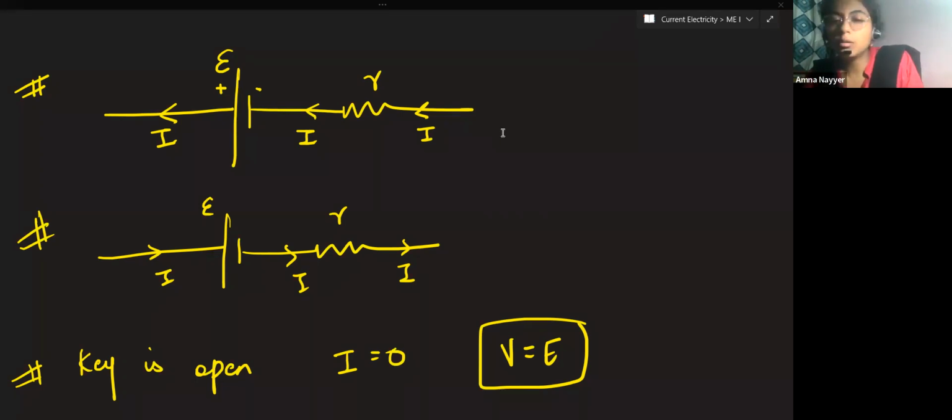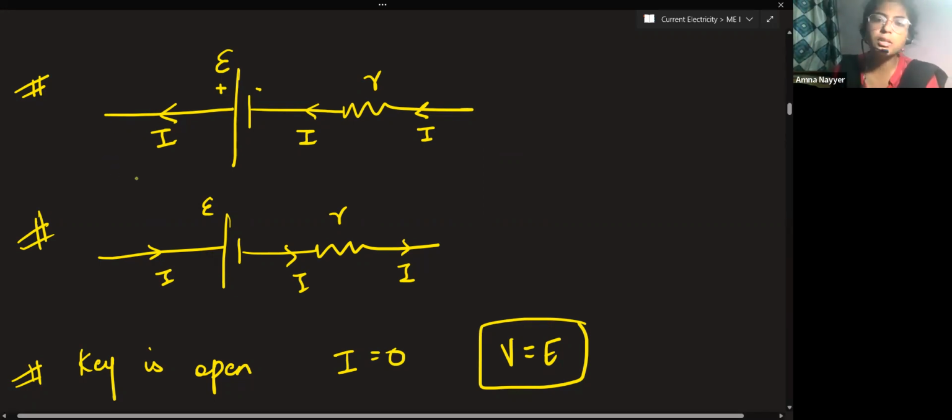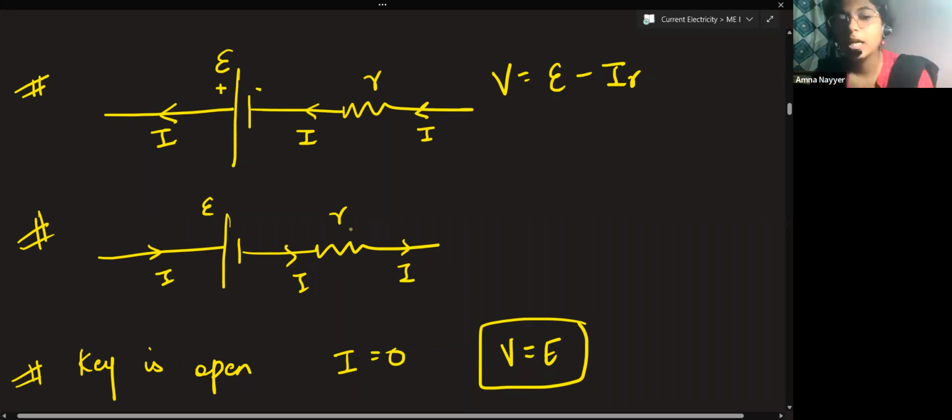Fine. Now, these three points are important from the point of view of your numerical solving. If your current is beginning from the positive terminal and ending towards the negative terminal, then you use this formula, V is equal to E minus IR. That's the terminal potential difference. But if your current is moving from the negative terminal towards the positive terminal, then we do not use this formula. Instead of minus here, we just use plus IR.